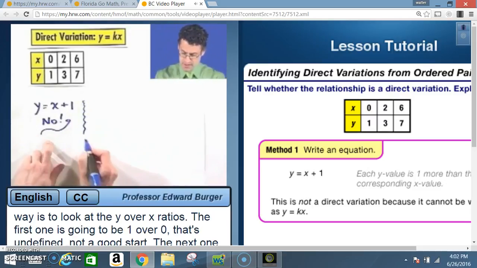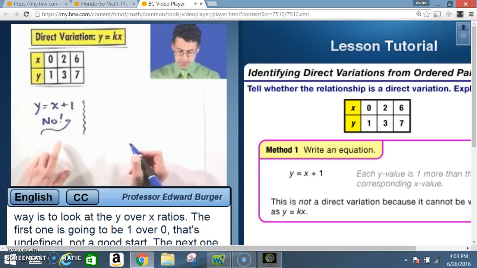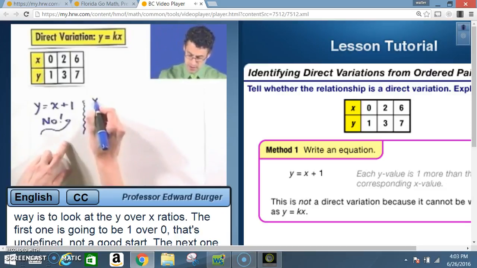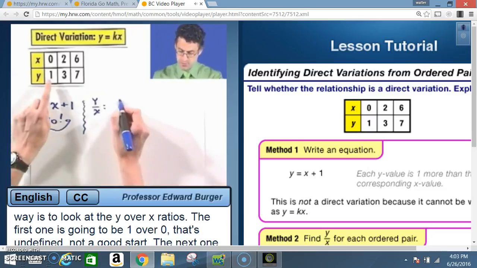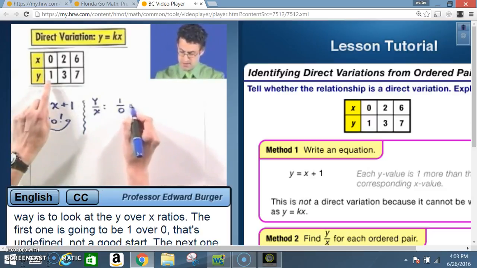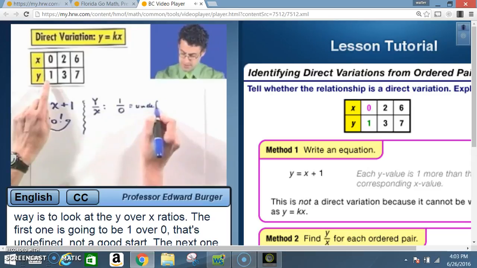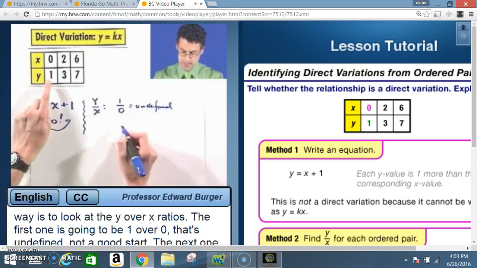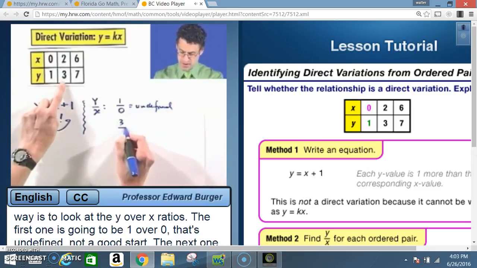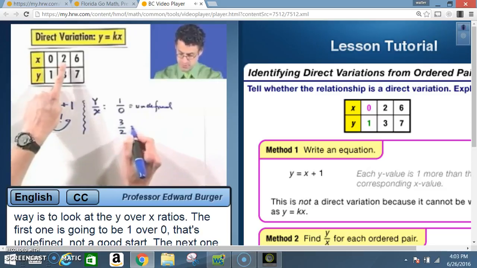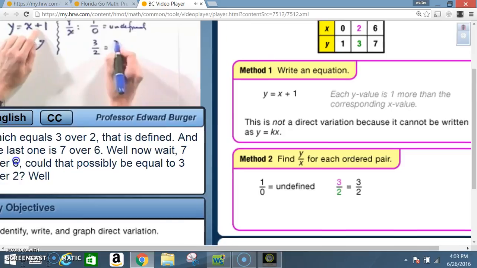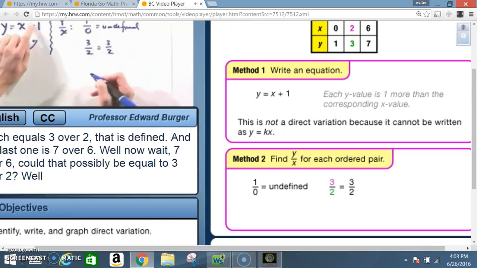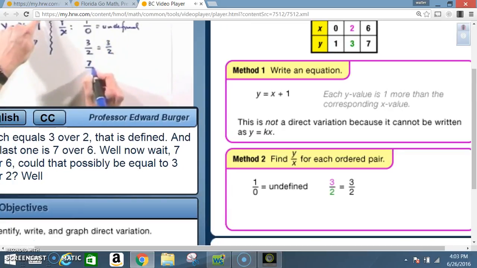The other way is to actually look at the y over x ratios. So the first one is going to be 1 over 0. That's undefined. Not a good start. The next one is 3 over 2. That is defined. And the last one is 7 over 6.